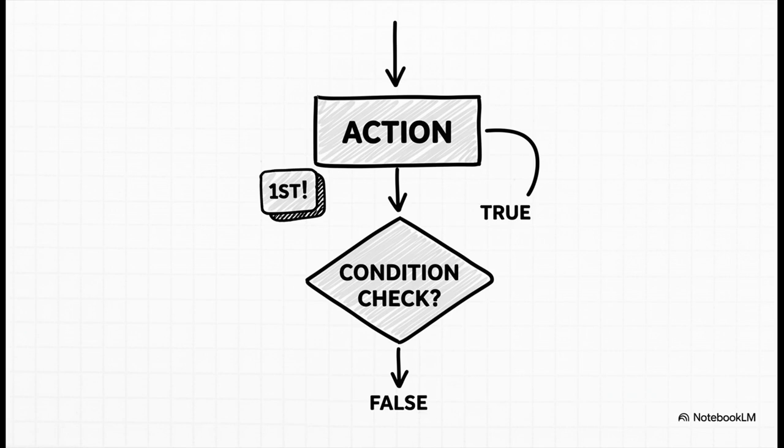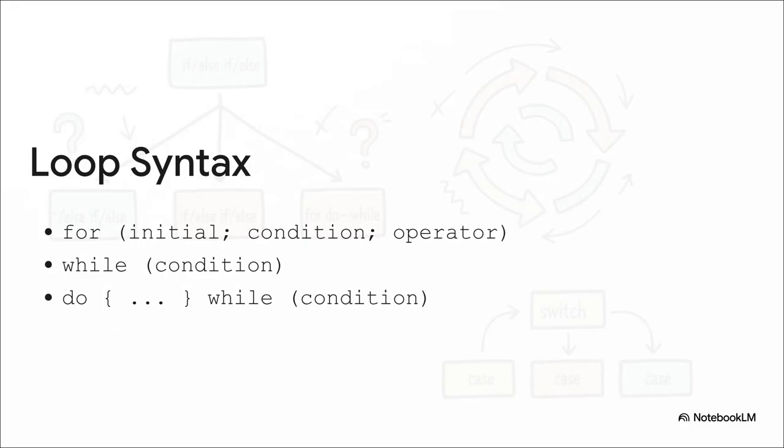Oh, and a quick but super important warning for all loops. Make sure your condition can eventually become false. Otherwise, you've just created an infinite loop and that will crash your program. And just so you can see them all side by side, here's the basic syntax. The for loop is so neat and tidy. It bundles the setup, the condition, and the update all in one line. The while loop is simpler, just the condition. And you can see that do while has its while condition way down at the end.